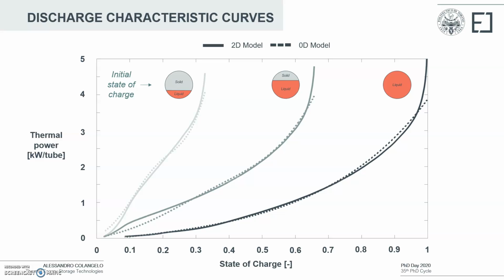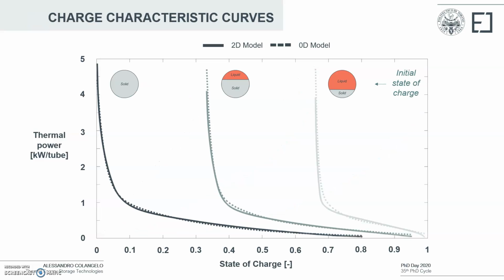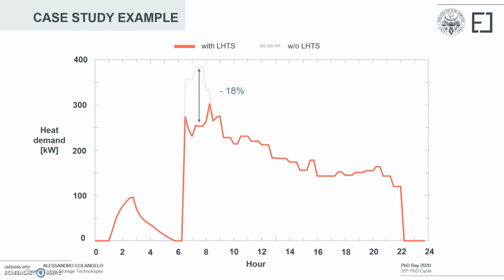As said, the power output depends both on the current and the initial states of charge, and the 0D model in dashed lines approximates very well the curves of the 2D model in solid lines. As you can see, similar considerations are valid for the charging phase. Therefore, the 0D model can be applied, for instance, to estimate the performance of a latent heat storage at system level. Here, the results show a consistent district heating morning peak reduction following the deployment of the storage.